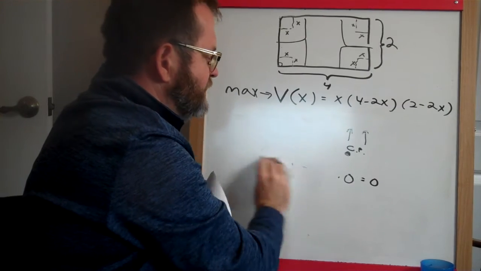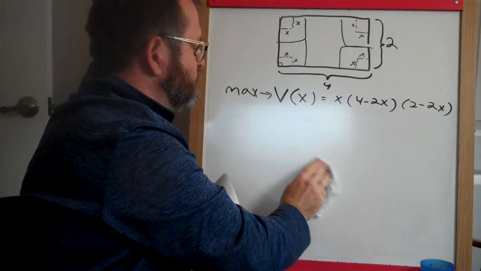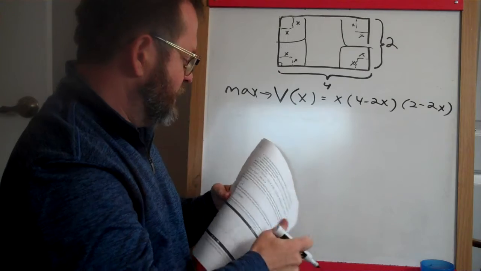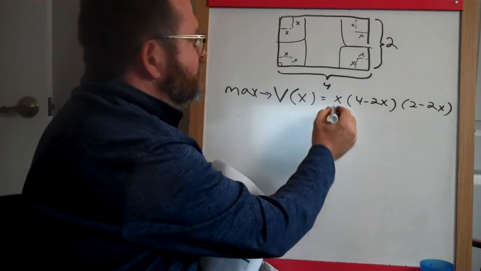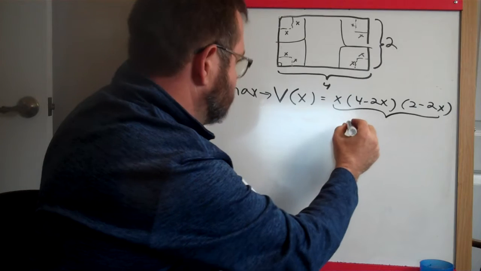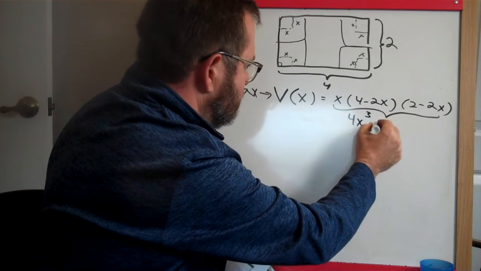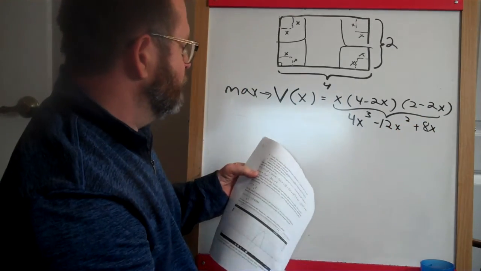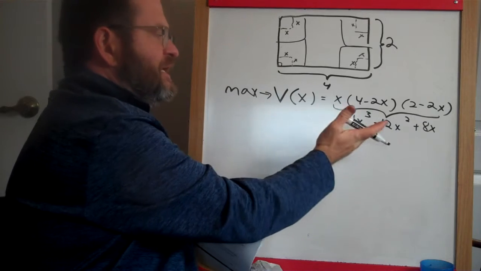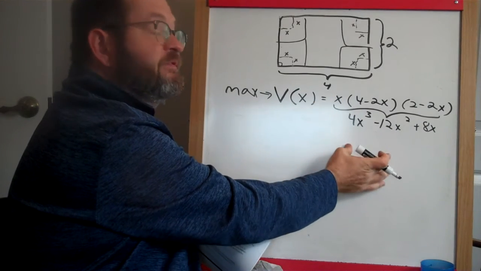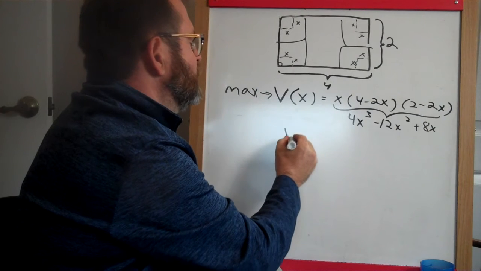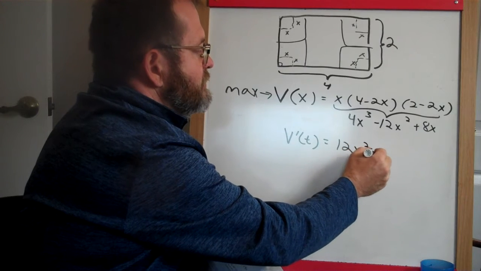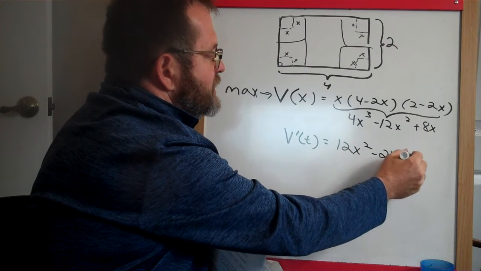How do we find critical points again? Remember, critical points are those places where the derivative of our function is equal to 0 or undefined. In this case, if you actually do all this multiplication out, by the way, it works out to 4x cubed minus 12x squared plus 8x, as you can see on your handout. That is our function. We need its derivative if we're going to find the critical points. The derivative of this simple polynomial is just 12x squared minus 24x plus 8.